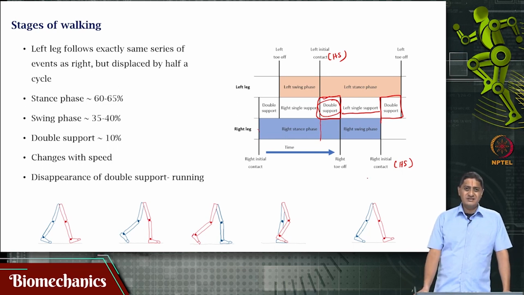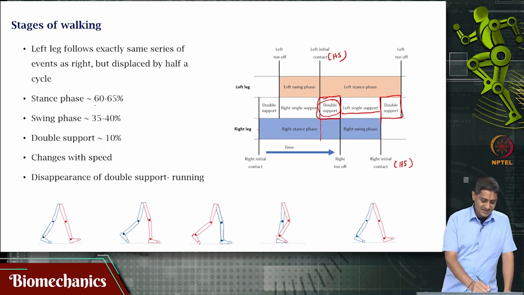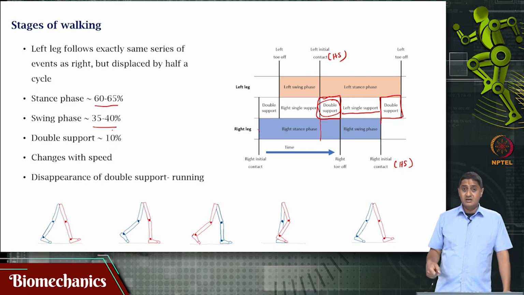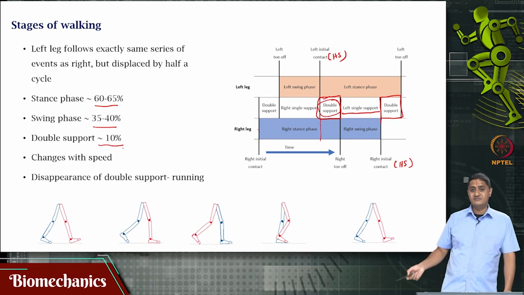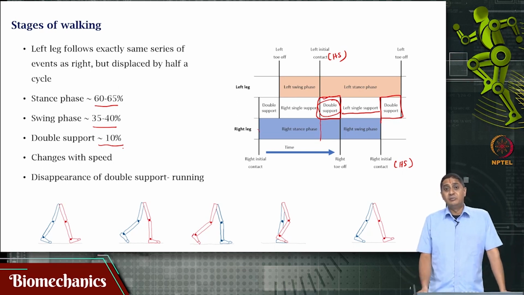So, about 60 to 65% of the time we are in stance phase, and about 35-40% of the time we are in swing phase, and there is a small amount of time during which we are doubly supported with both the legs, right. This of course varies with speed of walking.